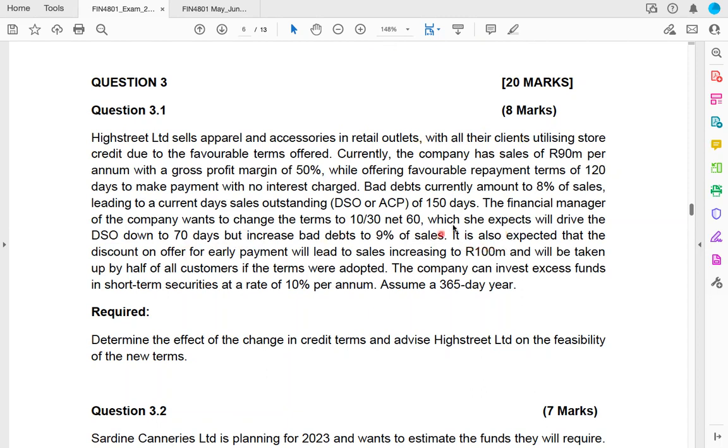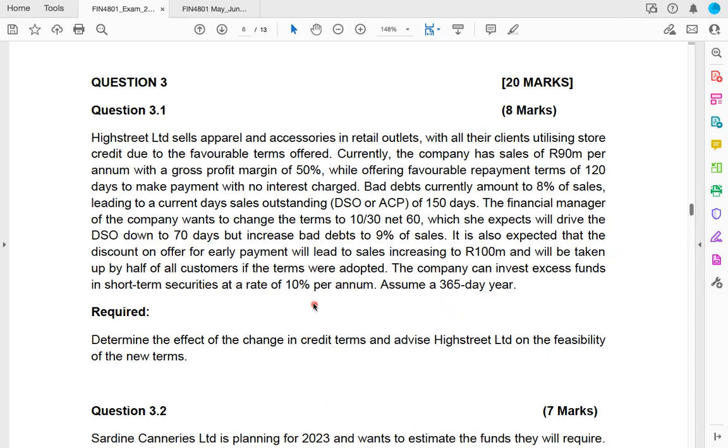And then we're told what will happen is that currently bad debts amount to 8% of sales, but by changing our credit standards, our bad debts are going to increase by 1% to 9% of sales. It is also expected that the discount on offer on early payments will lead to sales increasing to 100 million and will be taken by about half of all customers if the terms are adopted. So yeah, I'm just trying to explain some of the information given here, right?